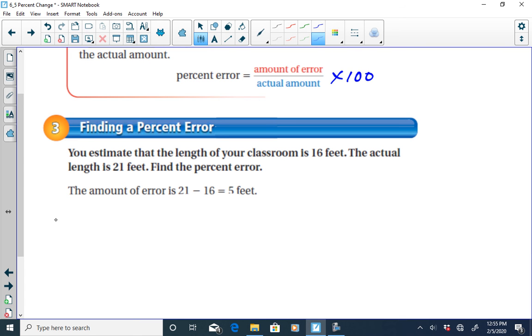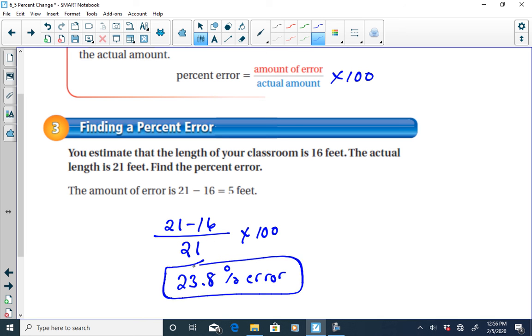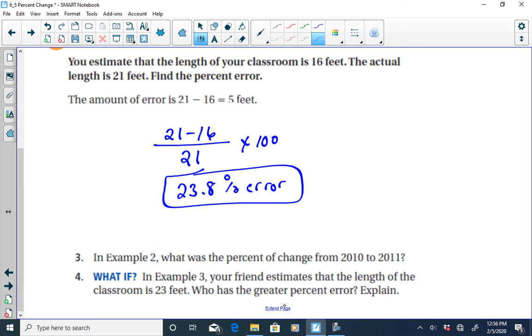So here's our first example. You estimate the length of your classroom at 16 feet. The actual length is 21 feet. Find the percent of error. Well, the difference would be 21 minus 16. So the amount of error would be 5. Divide by the actual amount. Well, the actual amount here is 21. We want to multiply that by 100. All right, so that's going to be what? 5 divided by 21. Multiply that by 100, and we get a percent of error of 23.8. Right, that would be the percent error for that problem.